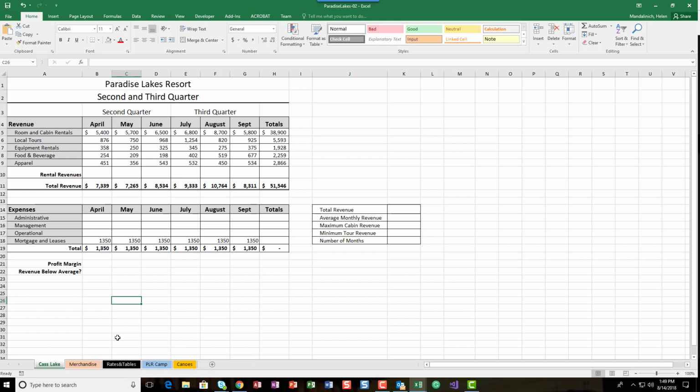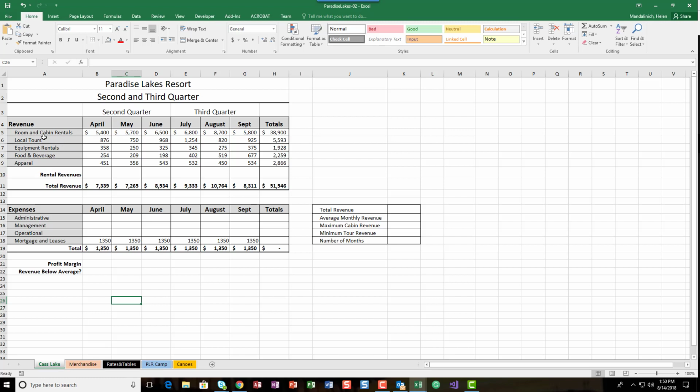So we're on Cass Lake, and we want to put a formula in here for rental revenues. So that's going to go here. So even if I didn't have the book, let's look at the revenues. Let's decide what composes the rentals so we can figure out what the revenue is from them. So if we read through this, room and cabin rentals, okay, that's a rental. Tours, no. Equipment rentals, yes. Food and beverage, no.